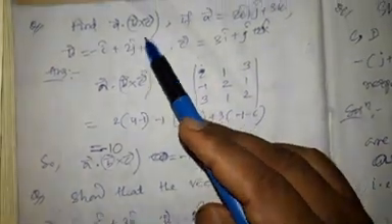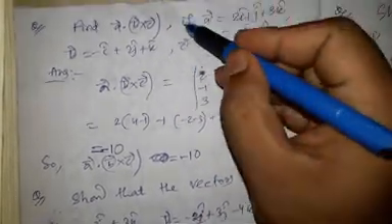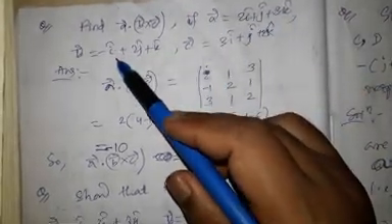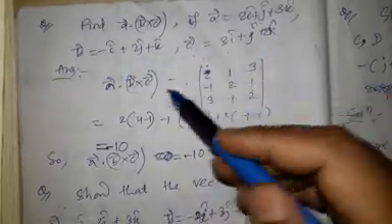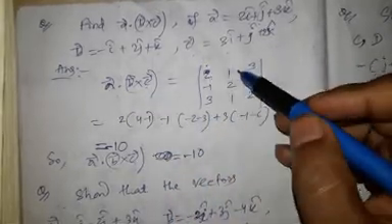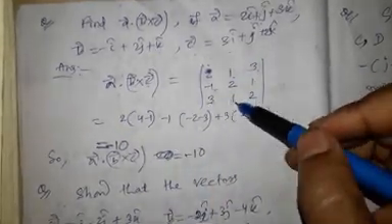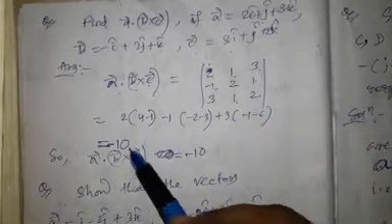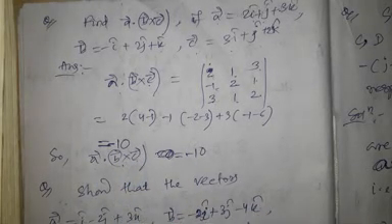Find A dot B cross C, that is, find the scalar triple product. If A vector is given as 2i plus j plus 3k, and B vector is equal to minus i plus 2j plus k, C vector 3i plus j plus 2k. Now A dot B cross C is equal to the determinant with rows 2 1 3, then minus 1 2 1, then 3 1 2. After finding the determinant the value comes minus 10. So the scalar triple product is equal to minus 10.